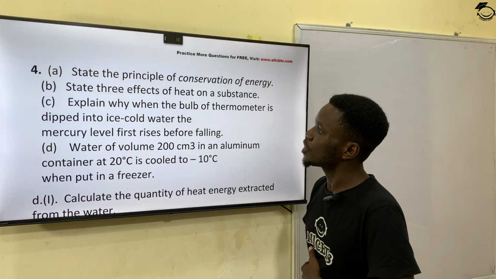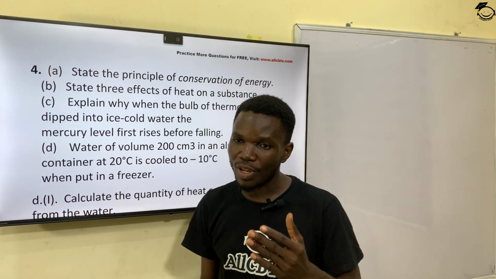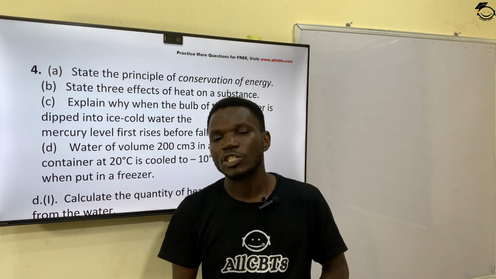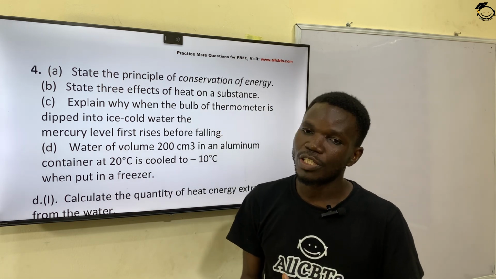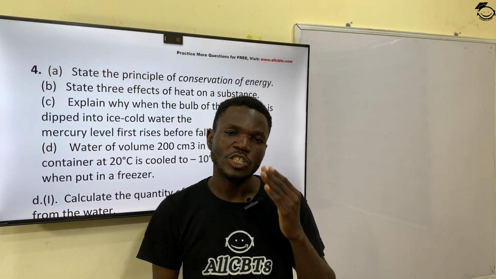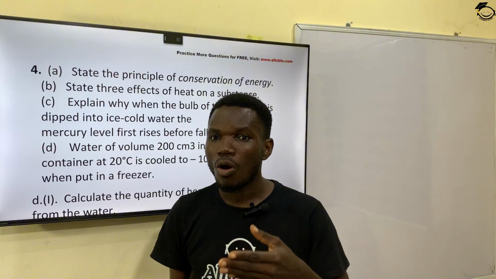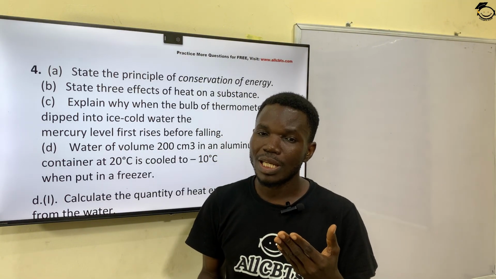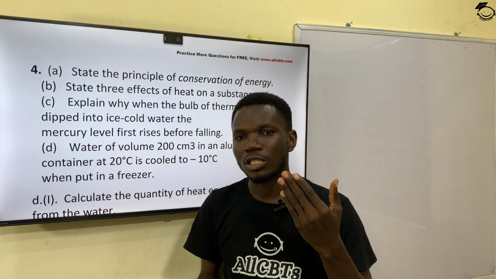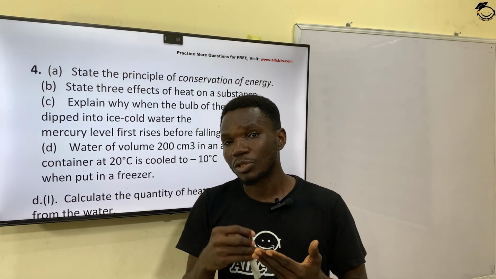Question number 4b says, state 3 effects of heat on a substance. Now, one of the effects of heat on a substance is change in temperature. That's the first effect. So there can be a rise in temperature. When you heat up a substance, there will be a rise in temperature. When you lower the heat of a substance, there will be a reduction in the temperature of the body.